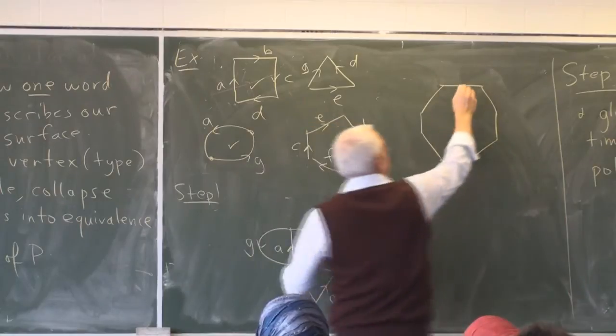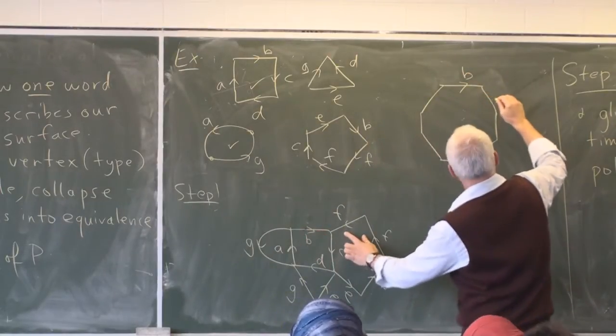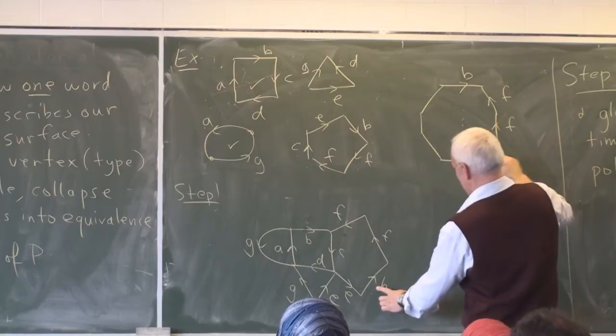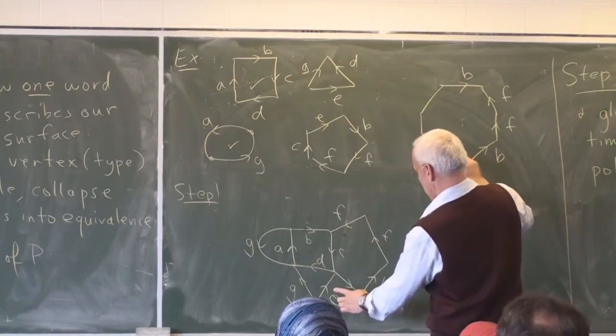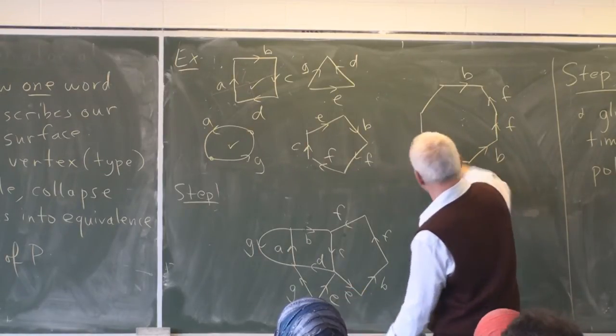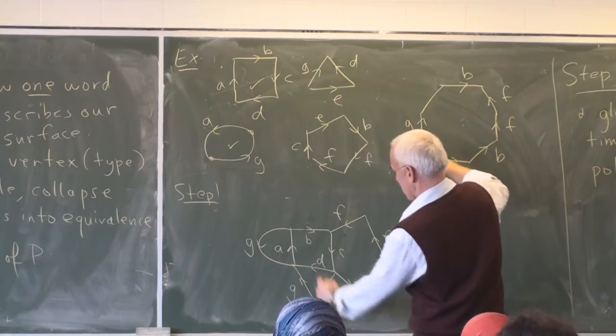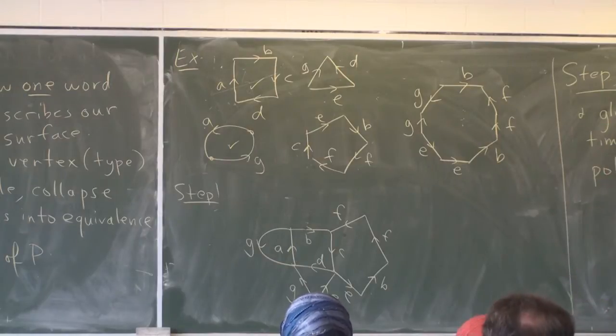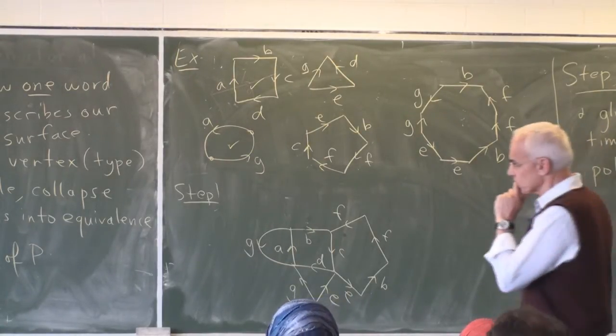And I'll just record what all the edges are. There's a B, and then an F in this direction, an F, a B, an E, a G, and a G. All right, so we've completed step 1. All right, now how does step 2 go?